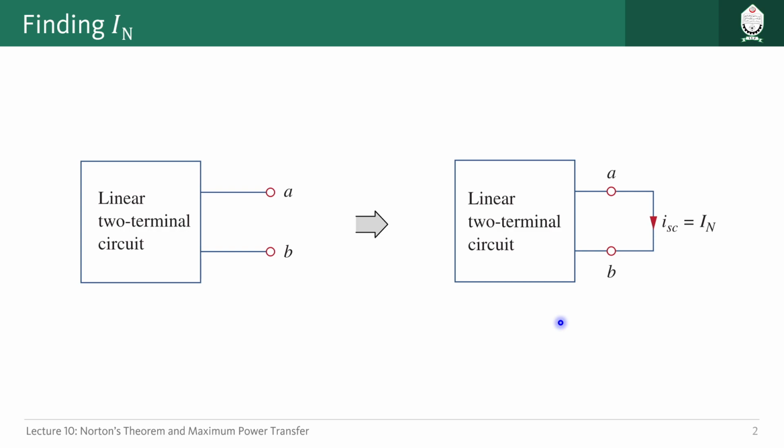So finding IN, the same circuit is shown here. This is the linear two-terminal circuit with two terminals A and B. To find the value of IN, or Norton current, we have to short these two terminals A and B, just like this. Then some short circuit current will flow inside this circuit through terminal A to B. This short circuit current ISC can be considered as the Norton current for our circuit. So this is equivalent to the Thevenin voltage, VTH, from the previous case. Very simple.